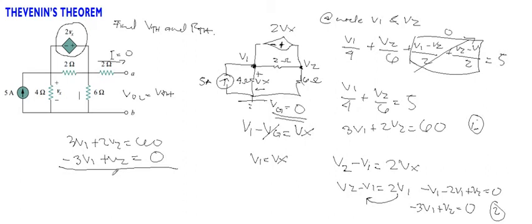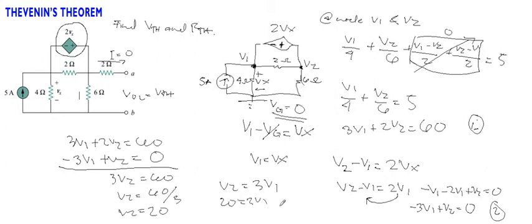We just add them. Mangyari dyan, we have 3V2 is equal to 60. Ang V2 natin is 60 over 3. Ang V2 natin is 20. And to solve for V1, itong gagamitin ko, equation 2. Nangyari dyan is we have V2 is equal to 3V1. Now, ang V2 natin is 20. So 20 is equal to 3V1. Ang V1 natin this time is 20 over 3.